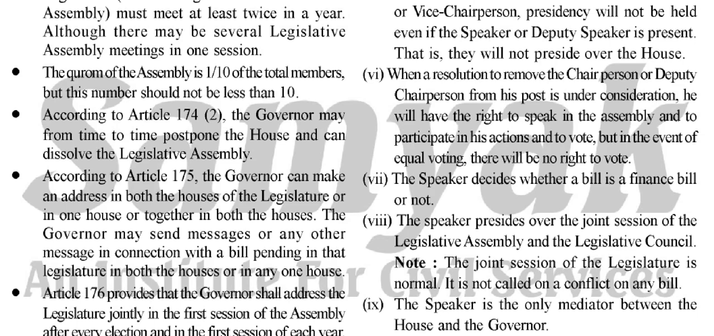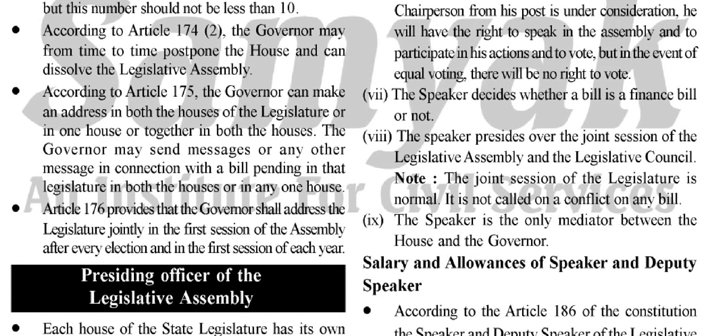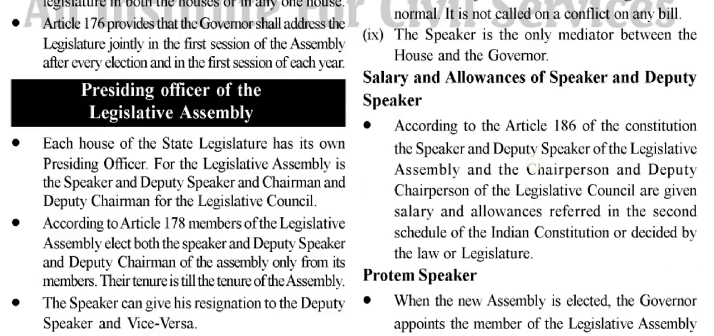According to Article 174, Clause 2, the governor may from time to time prorogue the house and can dissolve the legislative assembly. According to Article 175, the governor can address both houses of the legislature together or one house. The governor may send messages in connection with a bill pending in the legislature to both the houses or to one house. Article 176 provides that the governor shall address the legislature jointly in the first session of the assembly after every election and in the first session of each year.